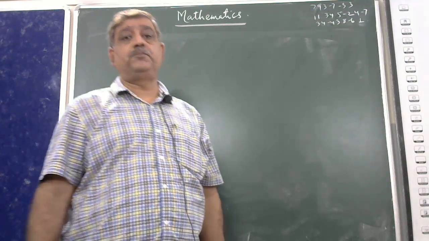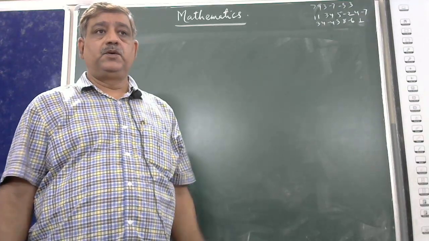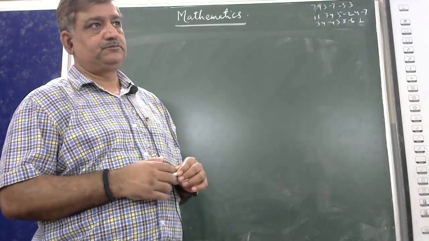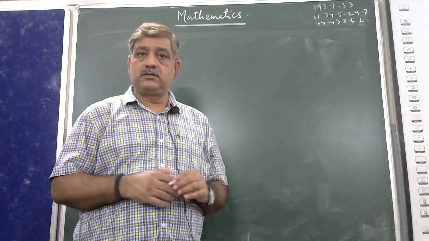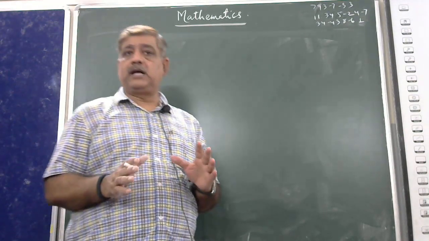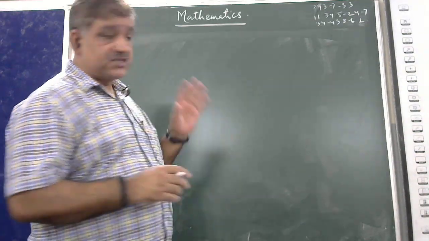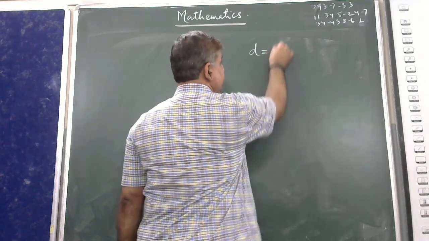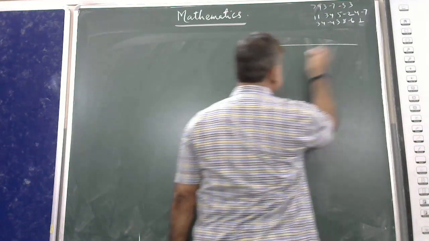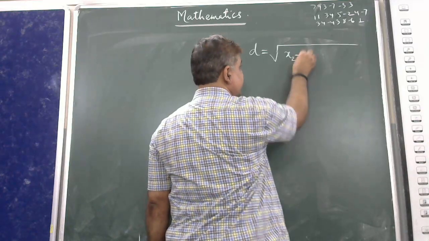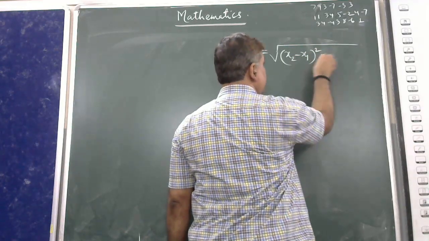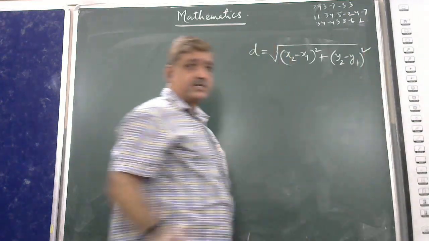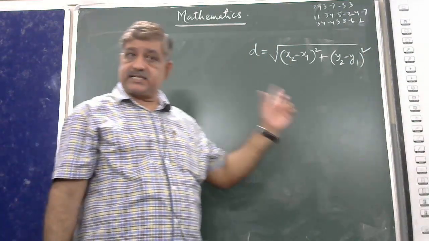In previous classes we have discussed the section ratio formula, and so far we have discussed the distance formula to calculate the distance between 2 points as root over (x2 minus x1) whole square plus (y2 minus y1) whole square. This much we have discussed.